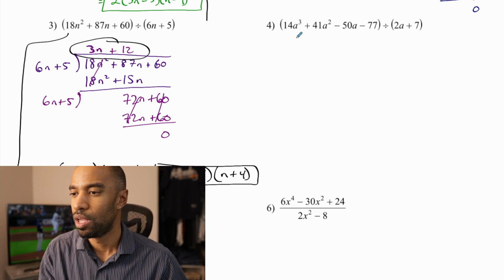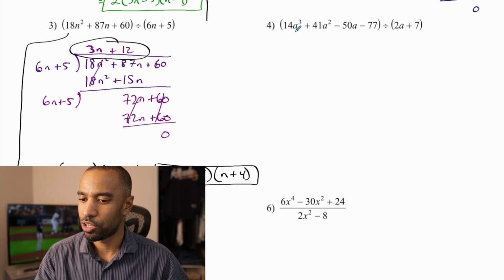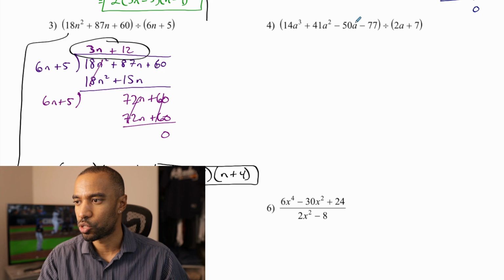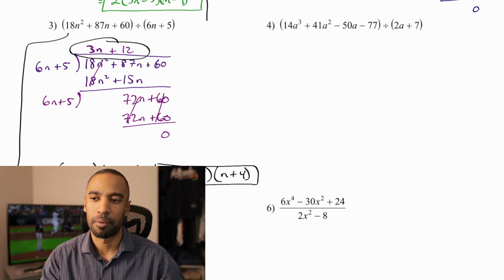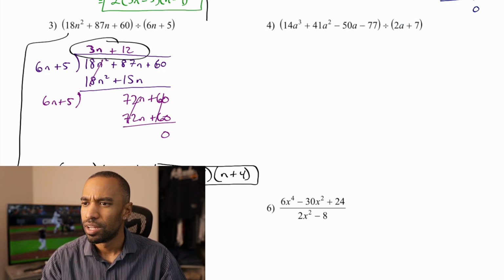That's not gone. All right, 14a cubed plus 41a squared minus 50a minus 77 divided by 2a plus 7. Here we go. What color combination would I like to do here?